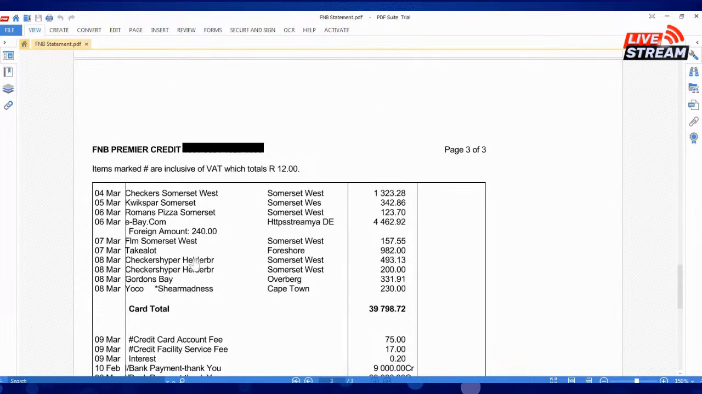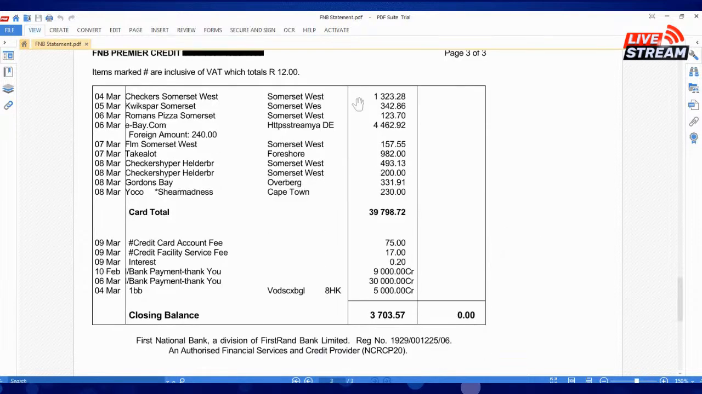Things that you should watch out for, things like eBay, for example, because that speaks to luxuries that might have been bought, online shopping. So that's definitely something that you have to bear in mind, because you could cross-examine the person on the necessity of that type of expense. Same with Takealot, for example. There's a big amount of Takealot. Why was it necessary? What was it for? And then you would look at things like the income.